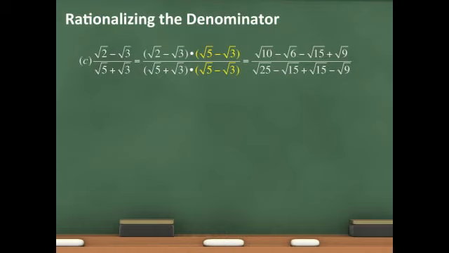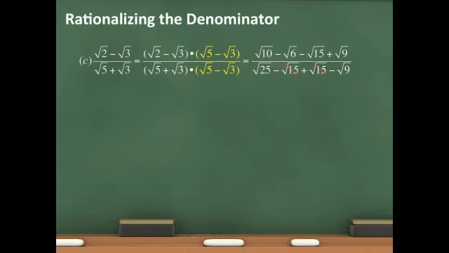This will give us the square root of 10 minus the square root of 6 minus the square root of 15 plus the square root of 9 over the square root of 25 minus the square root of 15 plus the square root of 15 minus the square root of 9. In the numerator, we cannot add any of the terms because each term has a different radical, so it will stay as is. In the denominator, the two square roots of 15's in the middle are opposites, so we can cancel them out.